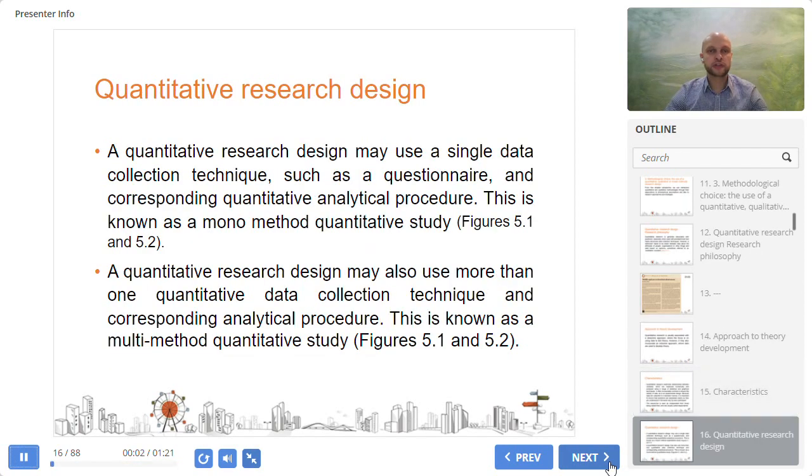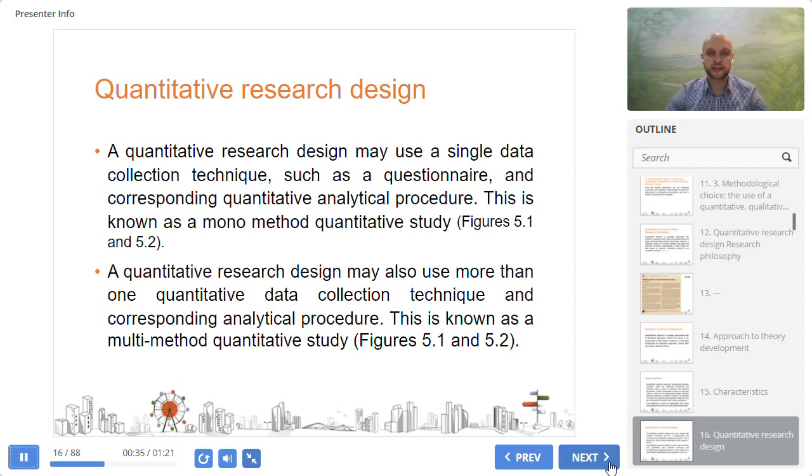A quantitative research design may use a single data collection technique, such as a questionnaire, and a corresponding quantitative analytical procedure. This is known as a monomethod quantitative study, and figures 5.1 and 5.2 illustrate it. A quantitative research design may also use more than one quantitative data collection technique and corresponding analytical procedure. This is known as a multi-method quantitative study.